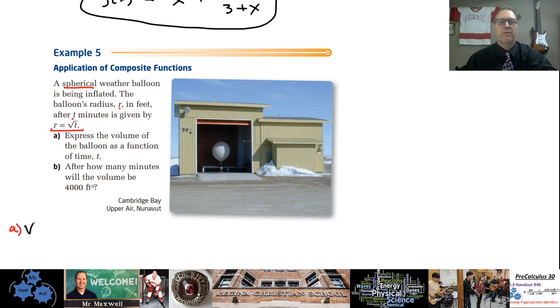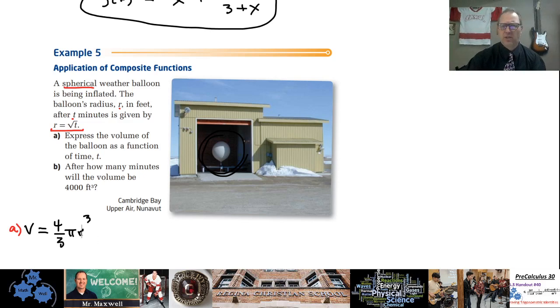So we're looking for V of t. That's what we're looking for. Well, we may not be able to go there right away though. Let's first of all think of what is the volume of a sphere. Here's the sphere in the picture, here's the balloon. Well, the volume of a sphere, if you don't remember this, you might have to look it up, but hopefully you might remember it's 4/3 pi r cubed.